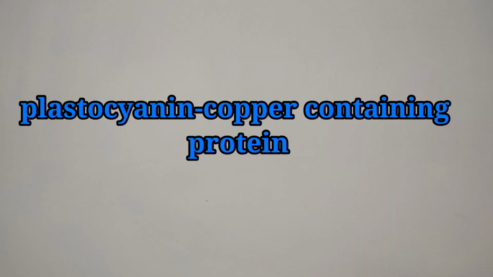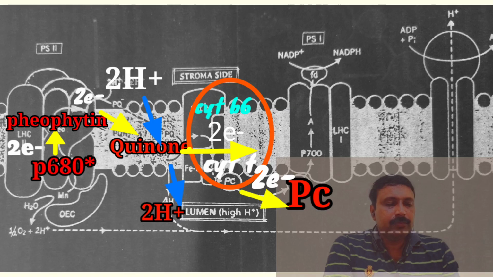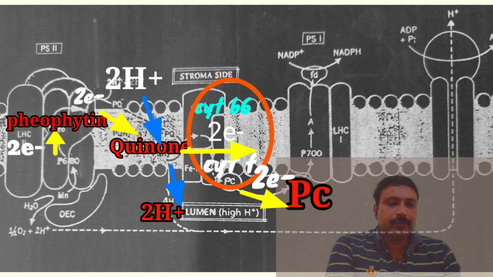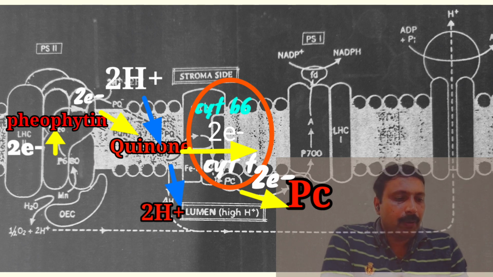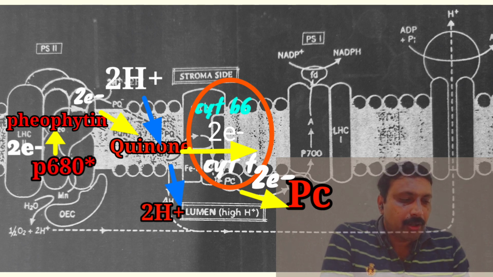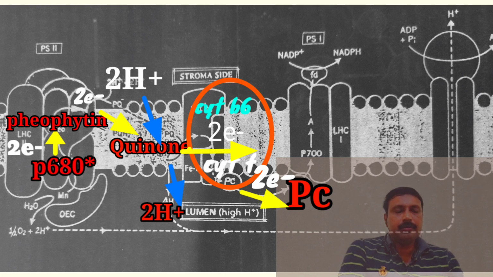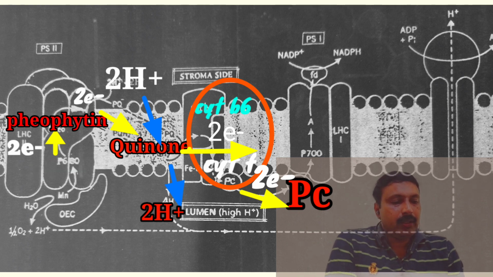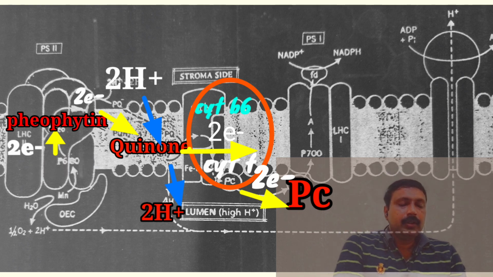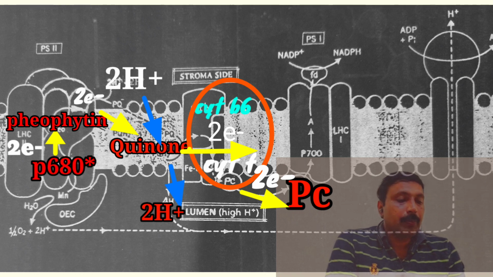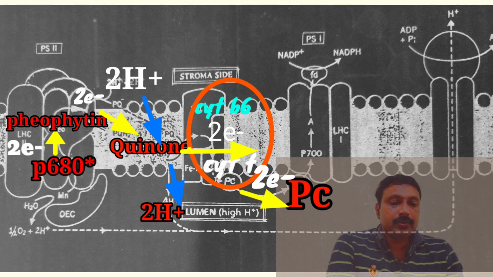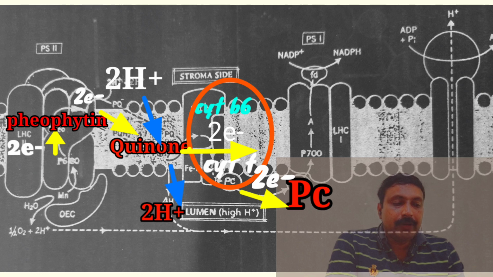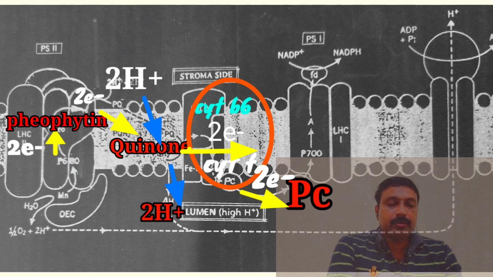Plastocyanin is a copper containing protein. That plastocyanin is present on the thylakoid towards the lumen. Now the plastocyanin donates a pair of electrons to photosystem 1. But photosystem 1 doesn't accept that pair of electrons, because there is no deficiency of electrons.